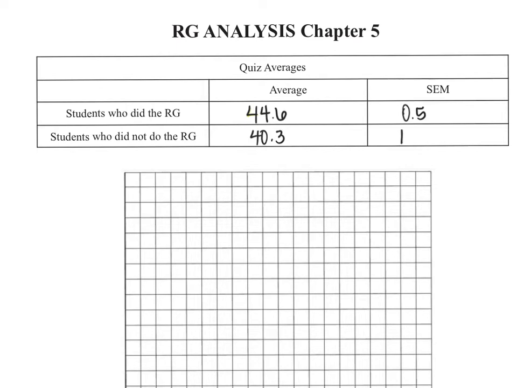So the students who did the reading guide averaged 44.6 points out of 50 and had a standard error of the mean of 0.5. The students who did not do the reading guide had an average of 40.3 and had a standard error of the mean of 1.